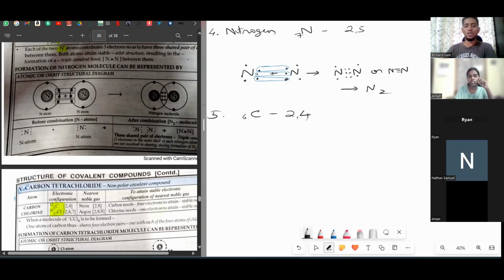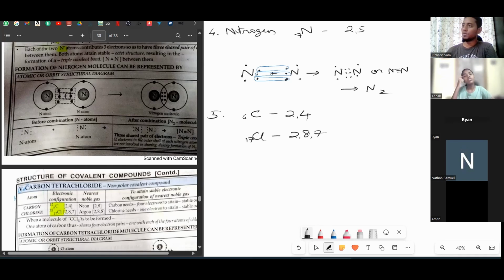Okay. Now it's joining with chlorine. Chlorine, what is chlorine's atomic number? 17. Its electronic configuration is 2, 8, 7. Now chlorine only needs 1 electron to become stable, which means chlorine will only share 1 electron. And carbon needs how many? 4. Right. So carbon will join with 4 chlorines. That's how the bond is formed.